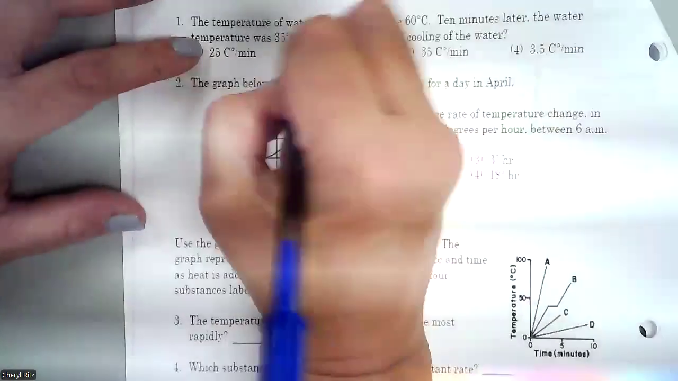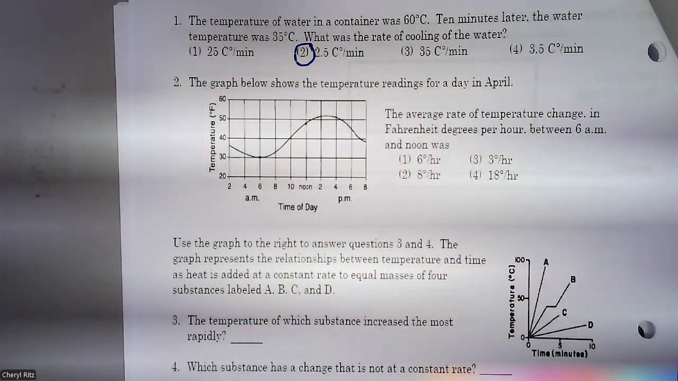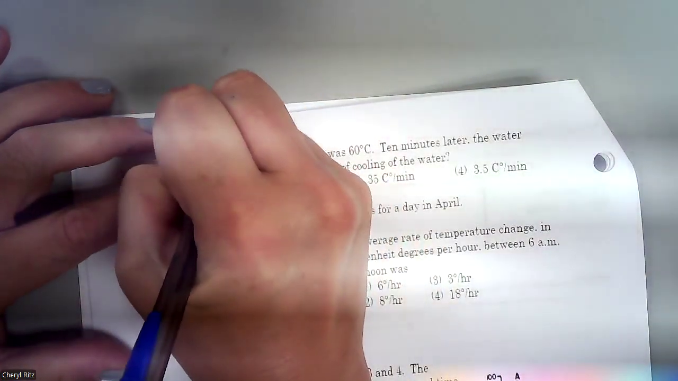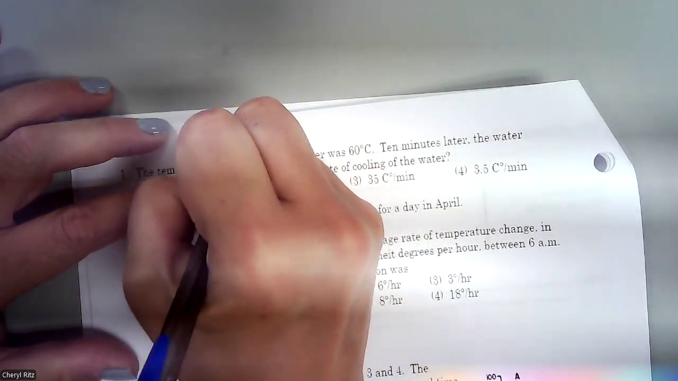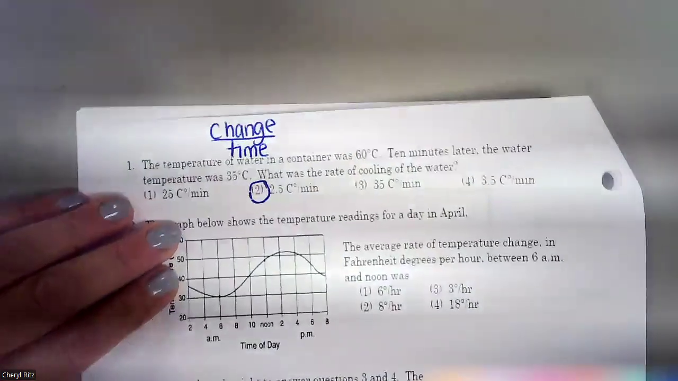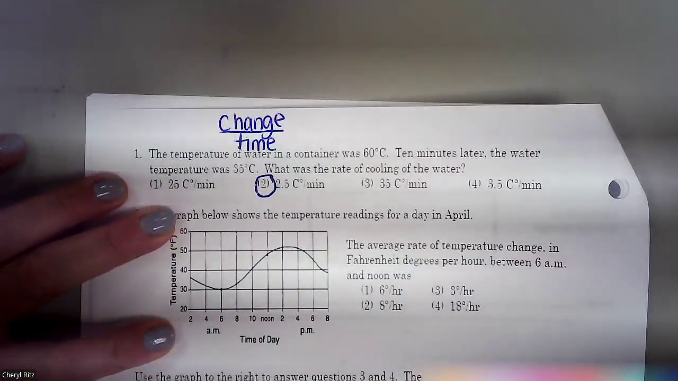Should be 2. Just because I saw some wrong answers, remember the formula we're using is the change divided by the time it takes for that change to happen. So how do we figure out the change? The top number.